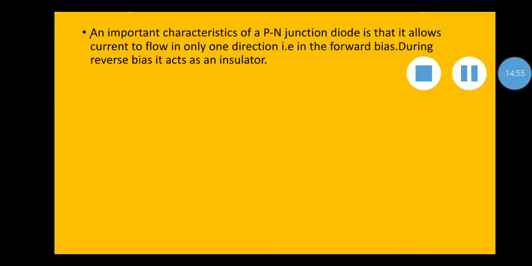An important characteristic of the p-n junction diode is that it allows current to flow in only one direction, that is the forward bias. During reverse bias, it acts as an insulator.